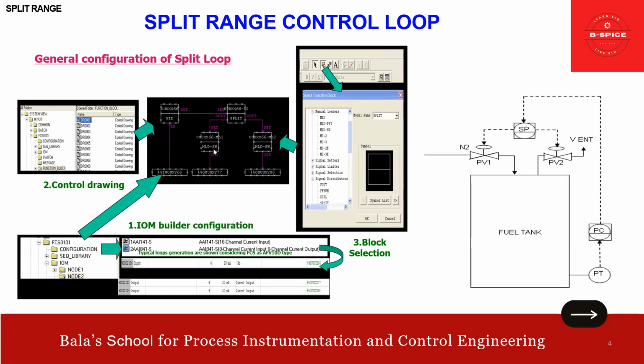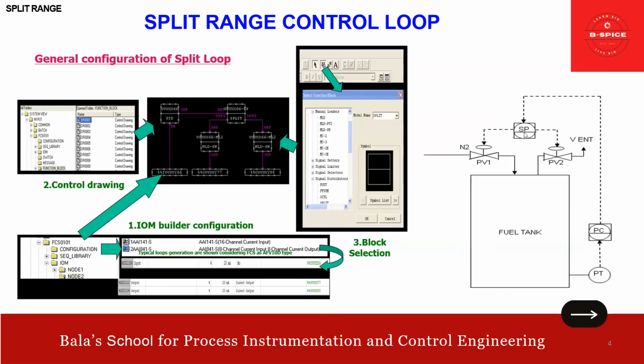See here, maybe we can have a one-to-one comparison. You can see here the PT, right? This is your PT. Okay, friends. So this is your PID controller, right? This out is going to set as a splitter, right? This is your splitter. So this out is going as a set to the split range controller.